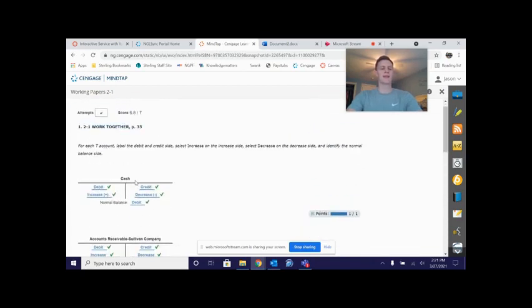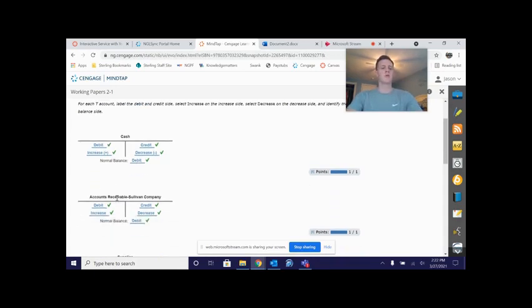All right, so for an asset, what does a debit do to an asset? Right, it increases, so it represents an increase. If a debit represents an increase, what does a credit represent? Right, credit represents a decrease, the opposite. And then the normal balance. Right, normal balance is just the increase side. If we have debit increase, the normal balance is going to be debit.